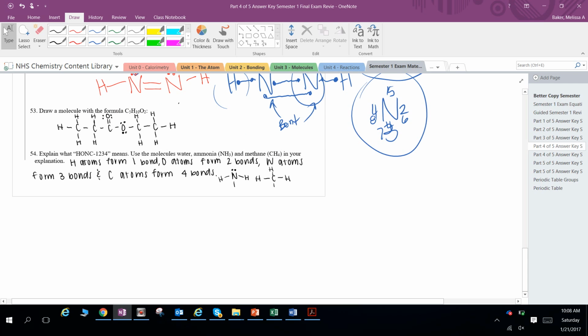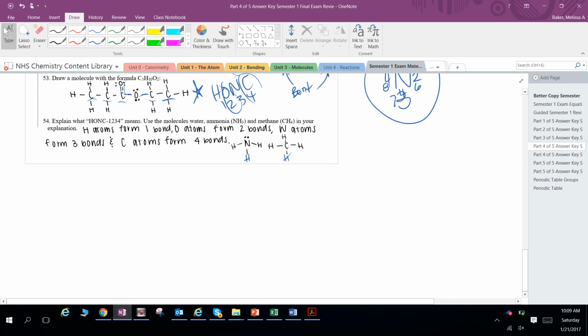Number 53, there's more than one way to draw C5H10O2. So here, let's just double check. Each of my carbons has 4 bonds because honk, 1, 2, 3, 4. So yay. My oxygens each have 1, 2 bonds. So that's checked off. And each hydrogen has 1 bond. So always double check yourself. That looks good. And we just talked about honk 1, 2, 3, 4. So that's the end of part 4.